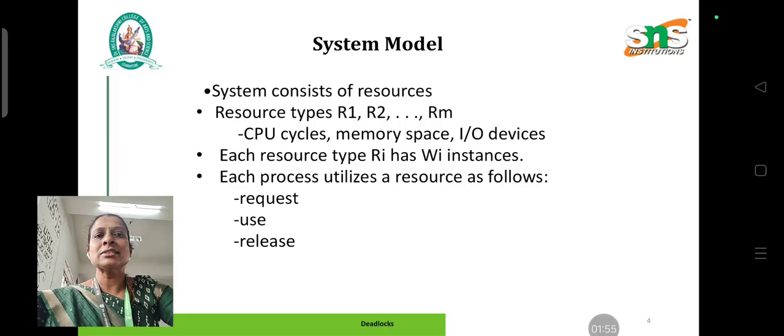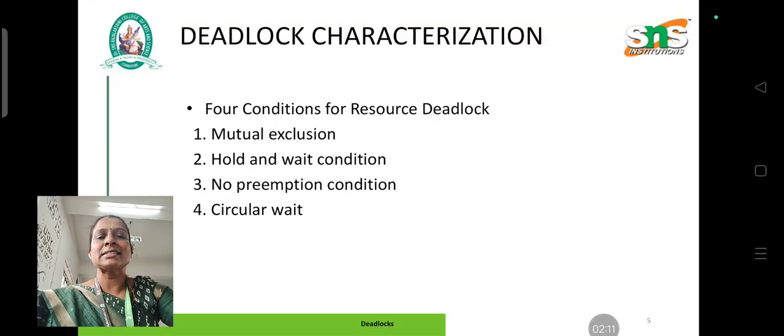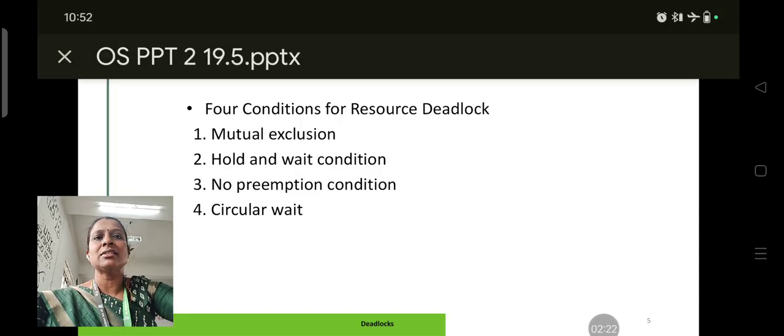Each process is going to utilize a resource in the following manner. First, it is going to request a resource, then use that particular resource. After using the resource, it is going to release it. Next we will discuss deadlock characterization. These are the four conditions for a resource deadlock: mutual exclusion, hold and wait condition, no preemption condition and circular wait condition.